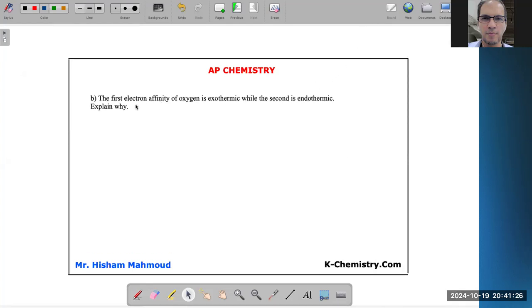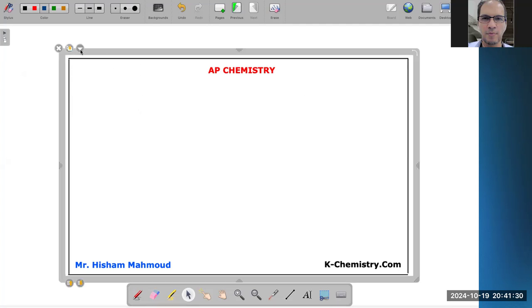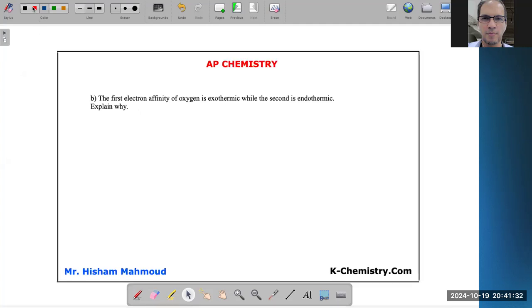The first electron affinity of oxygen is exothermic, while the second is endothermic. Explain why. This question is very important. Why is the first exothermic and the second endothermic? So this is the oxygen. I need to add one electron to it to become O minus. Here you need to add energy or release energy? You need to release energy. So when you change from O minus into O2 minus, you are absorbing energy, which means that you are making a bond or releasing a bond.